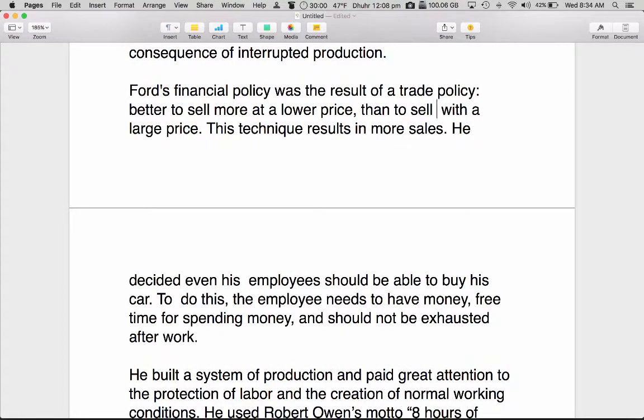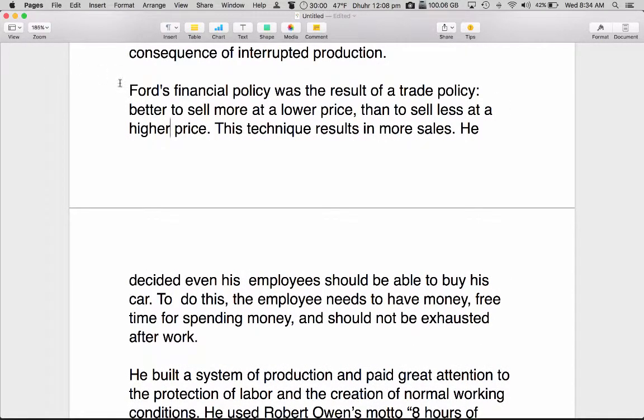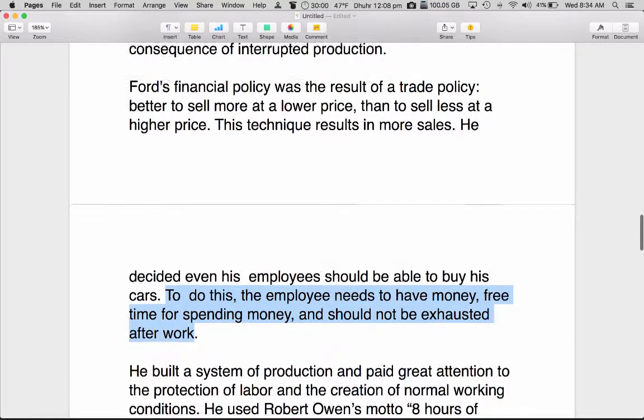Than to sell less at a higher price. That's more natural in English. Again, Ford's financial policy was the result of a trade policy. Better to sell more at a lower price than to sell less at a higher price. This technique results in more sales. He decided even his employees should be able to buy his cars. To do this, the employee needs to have money, free time for spending money, and should not be exhausted after work.